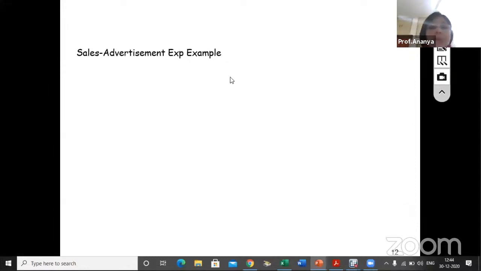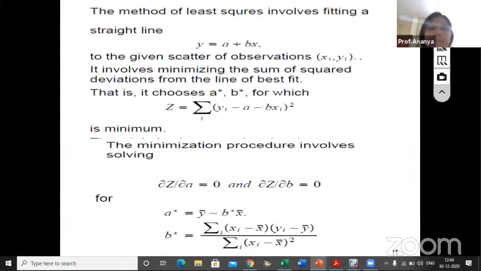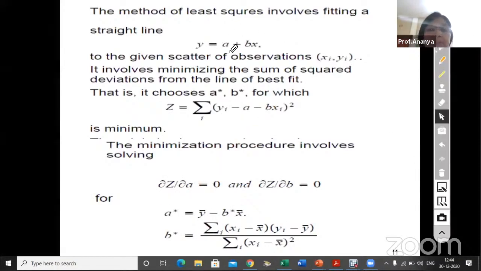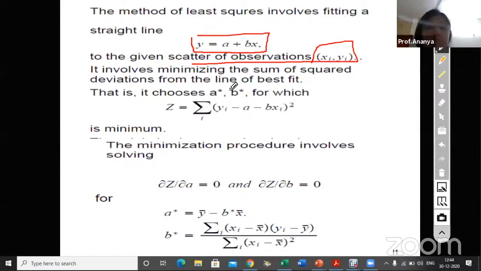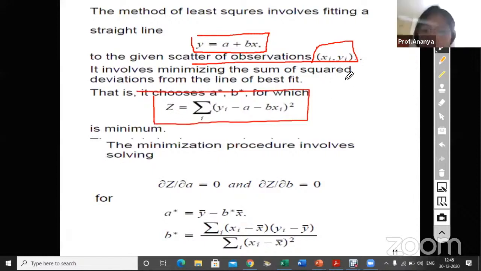So the method of least squares involves fitting a straight line of the form y is equal to a plus bx to a given scatter of observations xi, yi, as we just saw, where your choice of a and your choice of b, so your choice of the intercept and the slope, is chosen in a way so that you're minimizing this particular term. What is this? This is nothing but the deviation of the actual observations from the observations on the line.